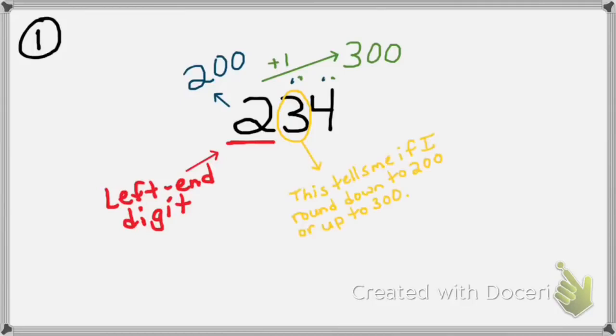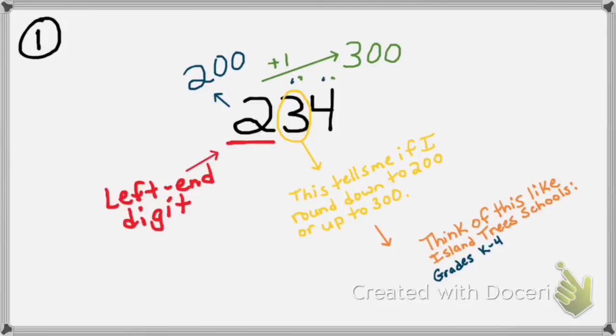How does the number tell me if I round down or up? Well, think of it like the Island Tree schools. Grades K to 4, and K isn't a number, so that's kind of like 0. 0 to 4 are down in the little kids' schools. So if your circle digit is 0 to 4, which is 0, 1, 2, 3, or 4, it rounds down.